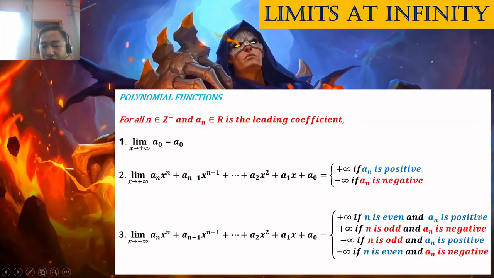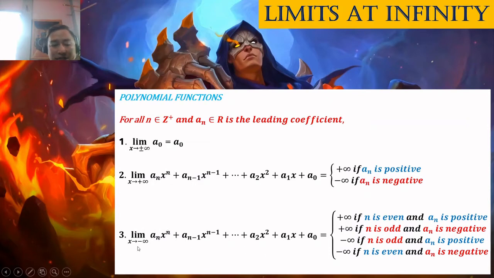the following cases: positive infinity if n is even and a_n is positive. So if a_n is positive, and n is even, the result is positive. Next is positive infinity if n is odd and a_n is negative. If n is odd, then x to the n approaches negative infinity, so this value is always negative. And a_n is negative. So negative a_n times a negative value of x to the n, the answer is always positive. So this limit goes to positive infinity.